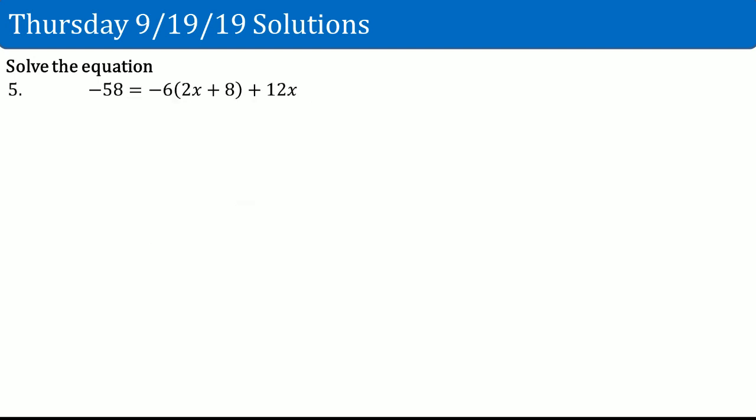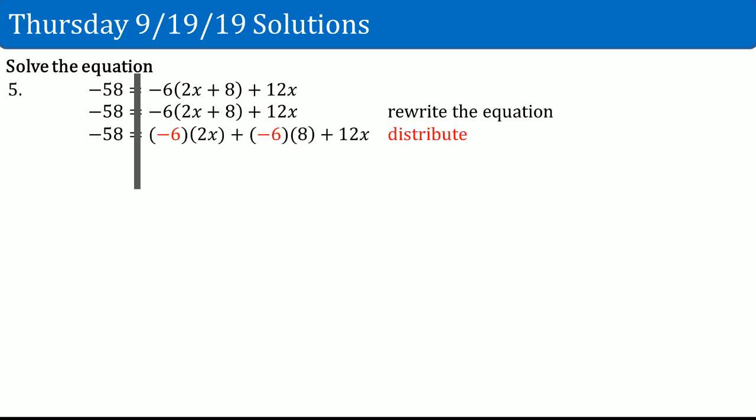5. Rewrite the equation and draw a line straight down is always our first step. We see parentheses, therefore we distribute. Negative 6 times 2x is negative 12x. Negative 6 times 8 is negative 48. Everything comes straight down. Okay? You can't do this if you don't know how to multiply. If you don't know how to multiply, just plug it into your calculator.